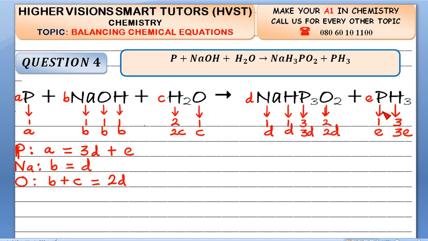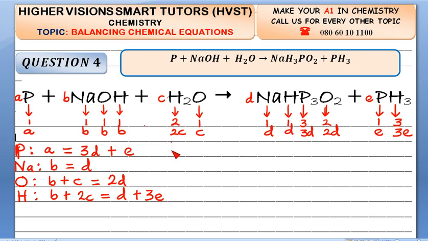Okay, hydrogen now. Sorry, we have hydrogen left. How many hydrogen atoms are here? That's B. Still on the reactant side, we have 2C of hydrogen here. 2C. Okay, let's go to the other side for the hydrogen. This is D, plus, what about here? How many hydrogen atoms are here? That's 3E. Alright, so we are set to solve the problem.